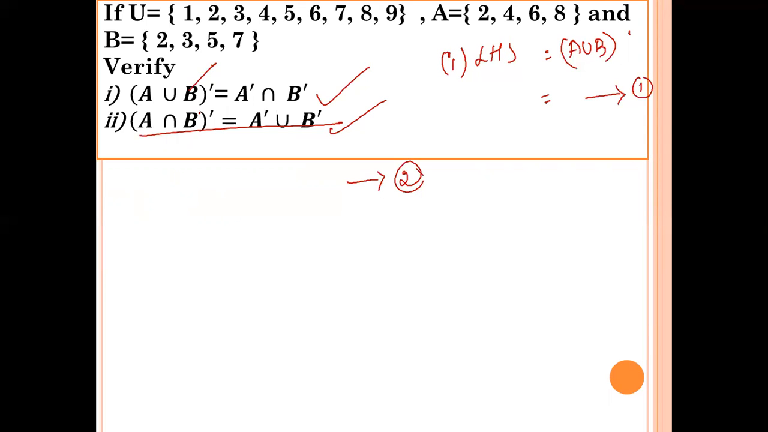Okay, try this also as homework. So we'll meet in the next class students. By then you should be clear with union, intersection, difference and complement of sets. Okay, thank you students.